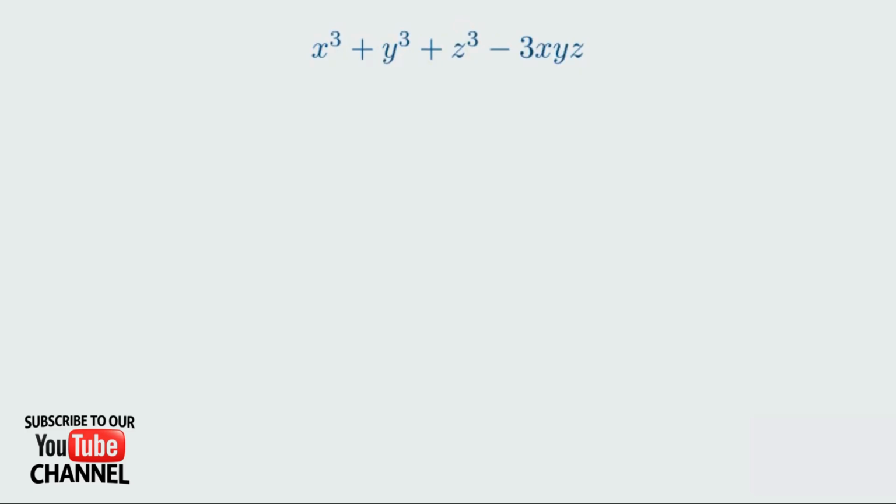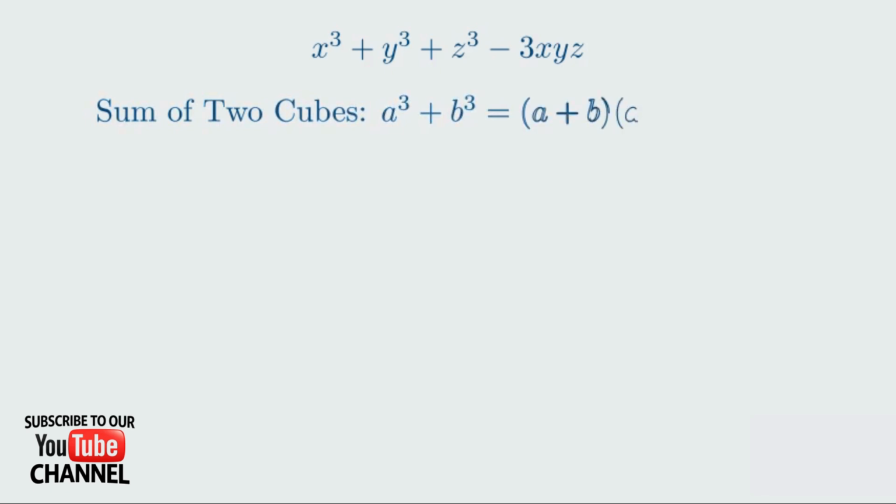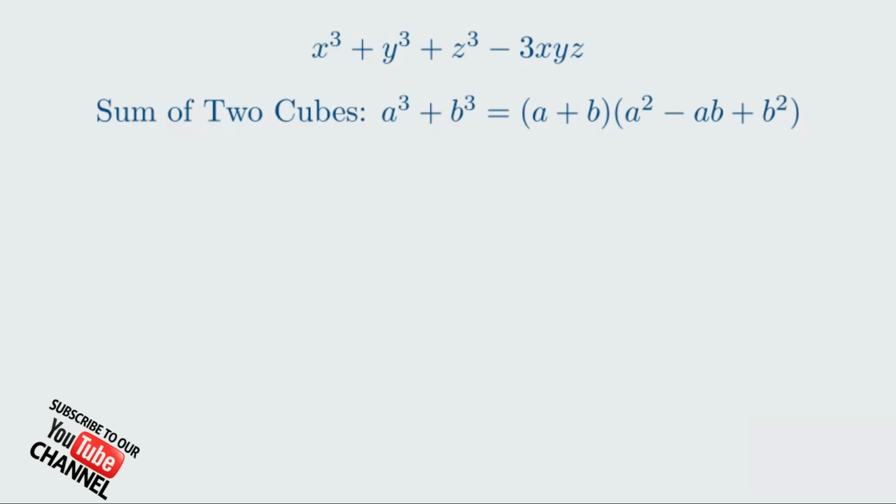To do this, we'll use another well-known identity, the sum of 2 cubes. You may recall that x cubed plus y cubed equals the quantity x plus y times the quantity x squared minus xy plus y squared. This identity shows us how to factor the sum of 2 cubes into a linear term and a quadratic term. This is a fundamental identity that we'll leverage.